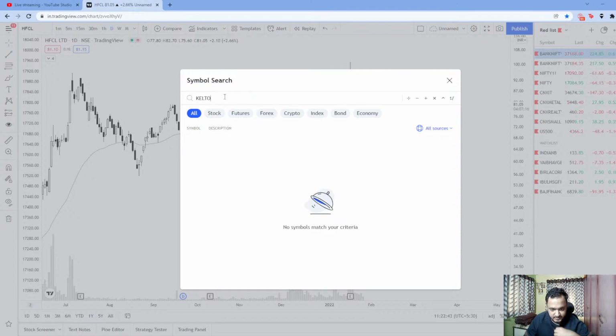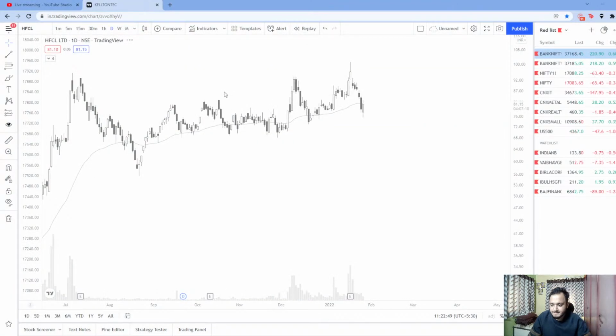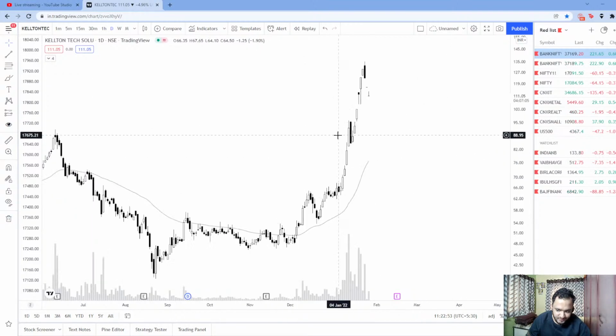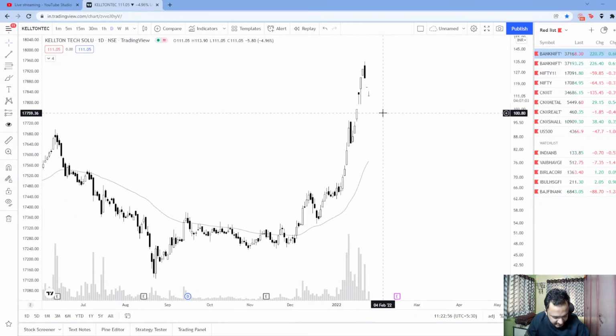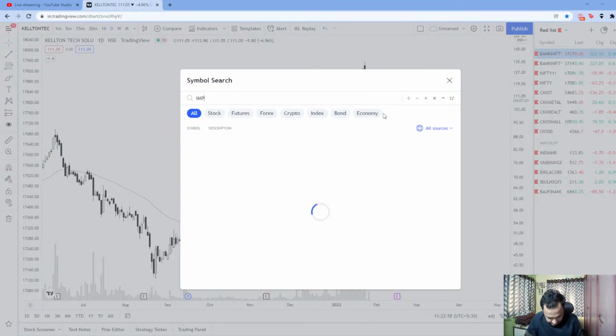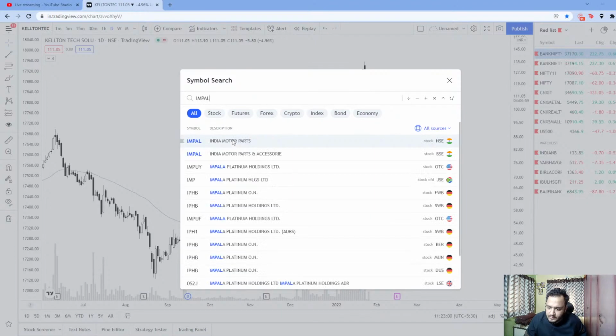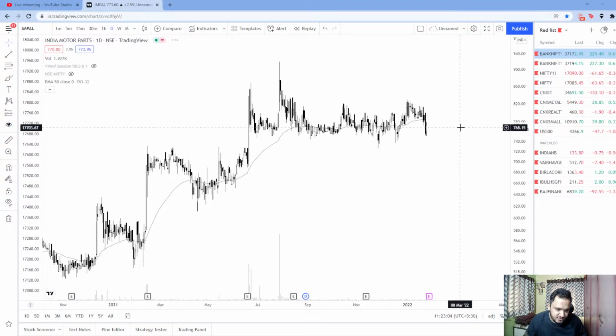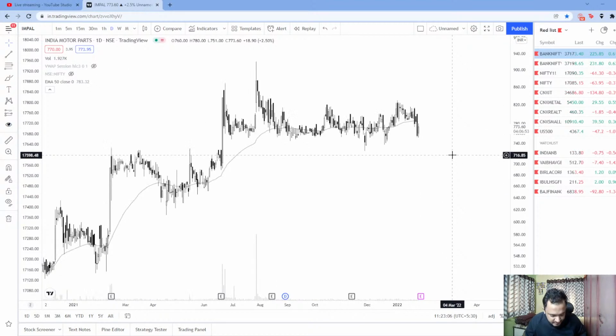Kellton Technologies. I think it's double L. Nothing again. Nothing here. Don't ask me about extended structures. I will never suggest them. Nothing here as well, and it seems quite illiquid. So yeah, avoid this.